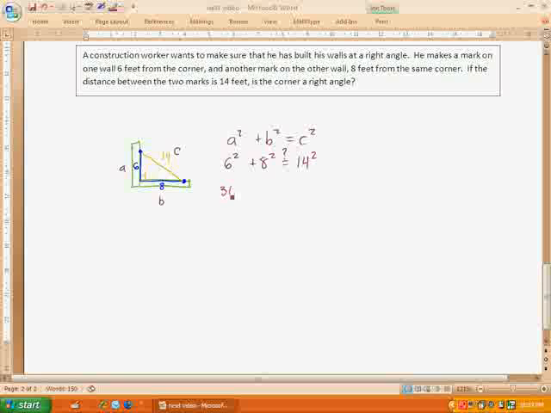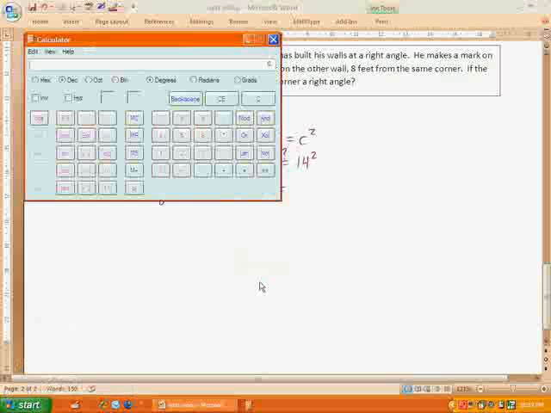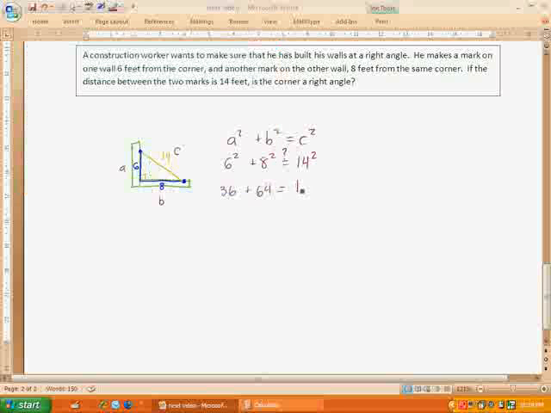6 squared is 36. 8 squared is 64. 14 squared is, I don't know that off the top of my head. I think it's 196, but let's go ahead and pull out our calculator and check just to make sure. 14 times 14 equals, yep, 196. So 196. Does 36 plus 64 equal 196? Oh dear, no it doesn't. Our construction worker has made a big mistake, and he has not created a right angle.